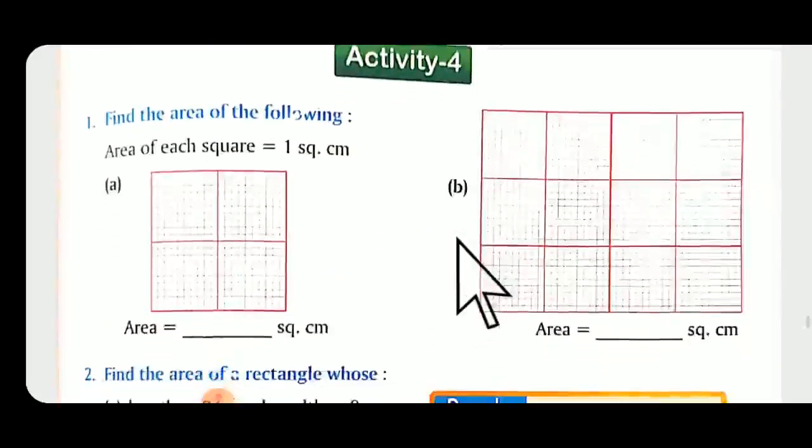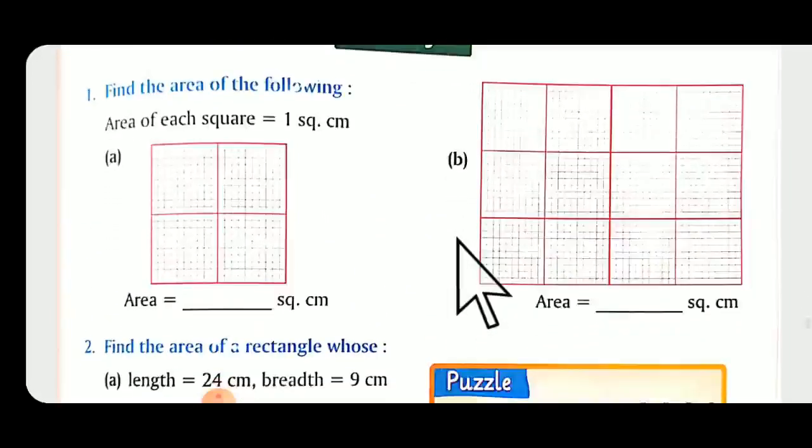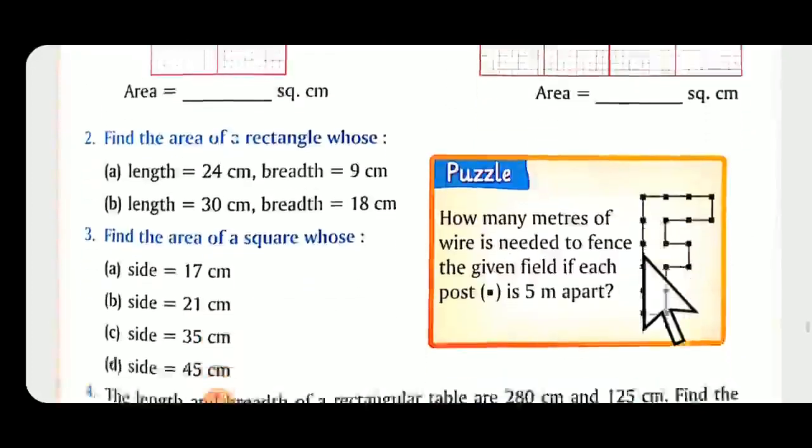Okay, let us see activity 4. Find the area of the following. Area of each square is 1 square centimeter. How many boxes are there? 4. So it will be 4 square centimeters. Similarly, B: 1, 2, 3 and 4, that means 8 and 12. It will be 12 square centimeters.